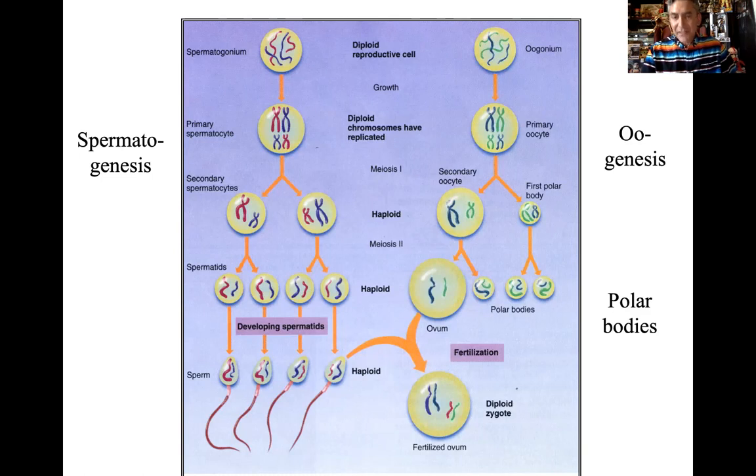So at the end, yes, we do have 4 cells. Ladies, 1, 2, 3, 4. But you have one large functional ovum and 3 non-functional polar bodies. So again, quality over quantity for ladies. For males, quantity over quality, right? So that's going to be a big distinction.